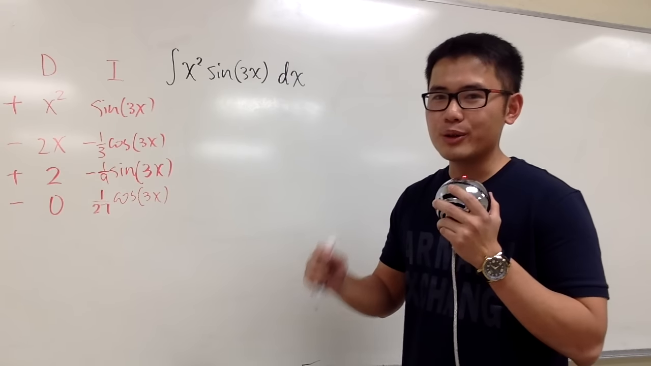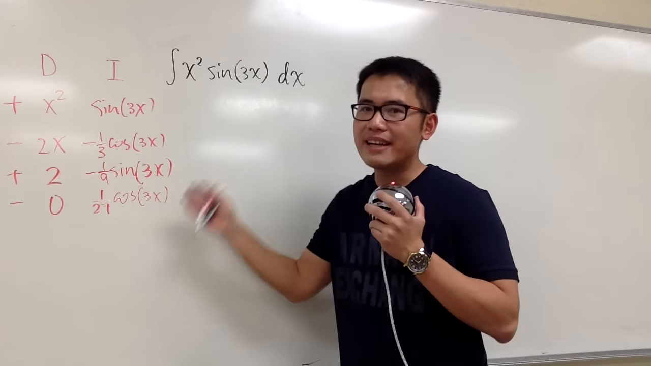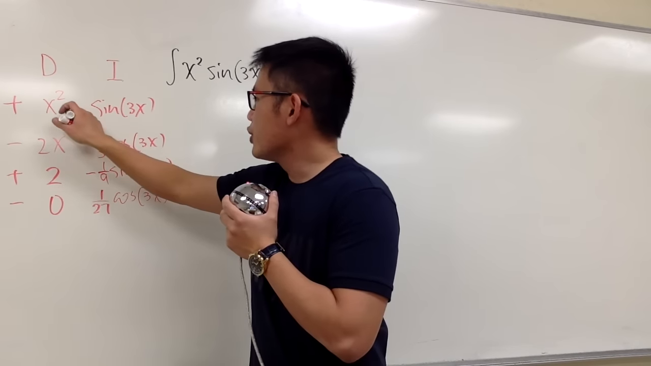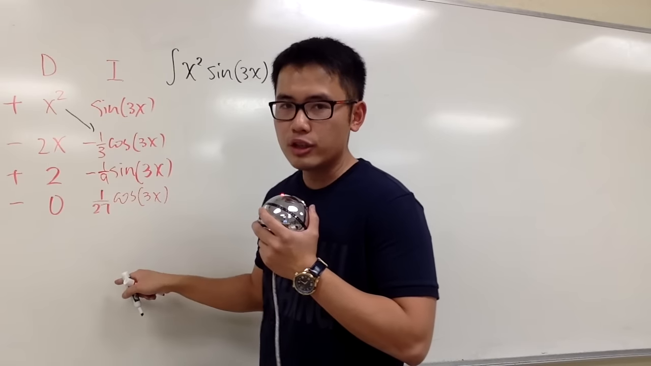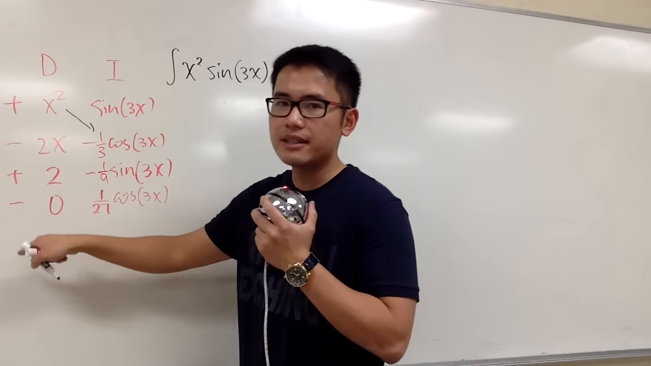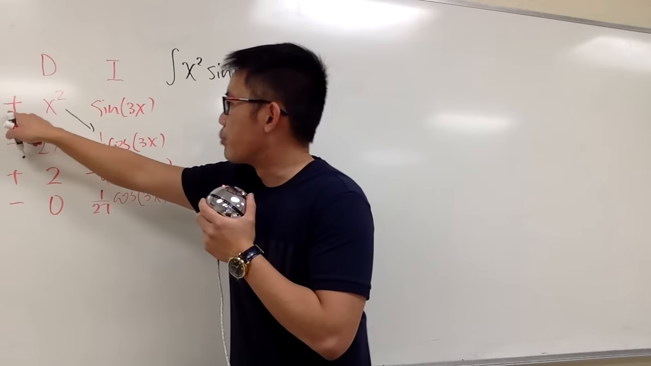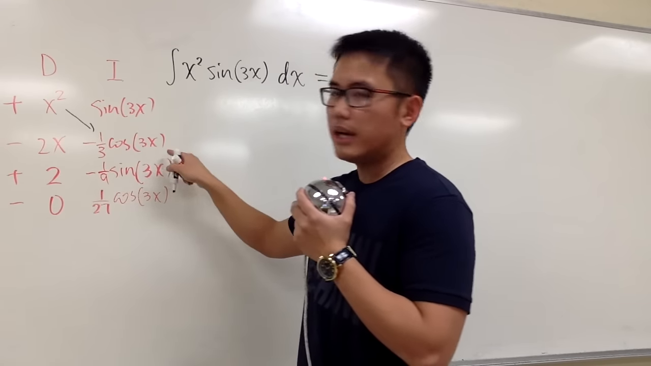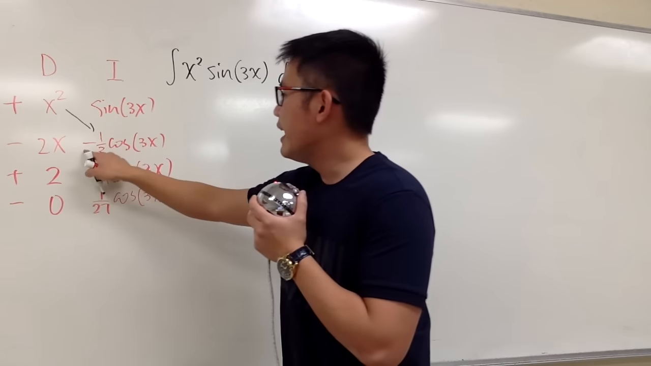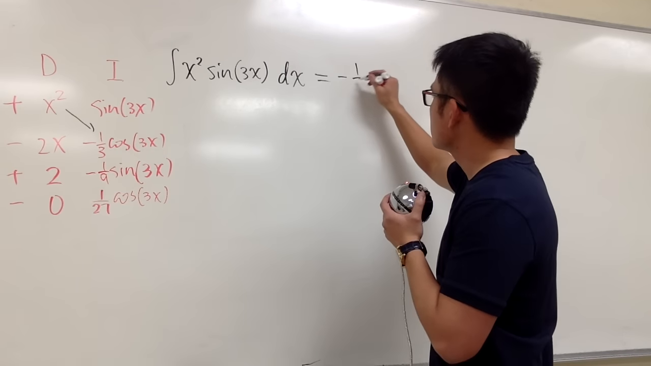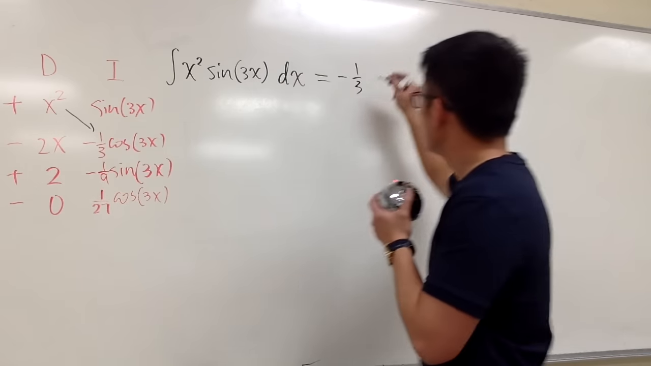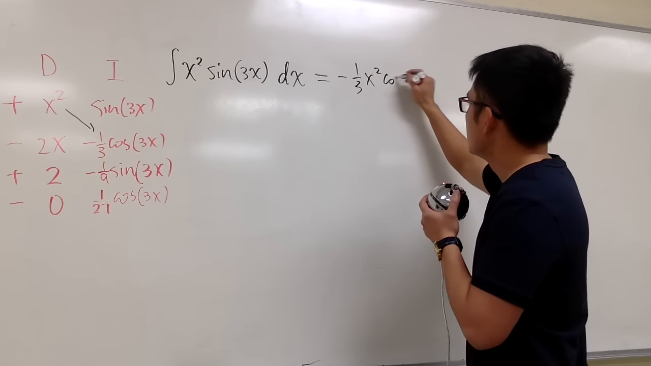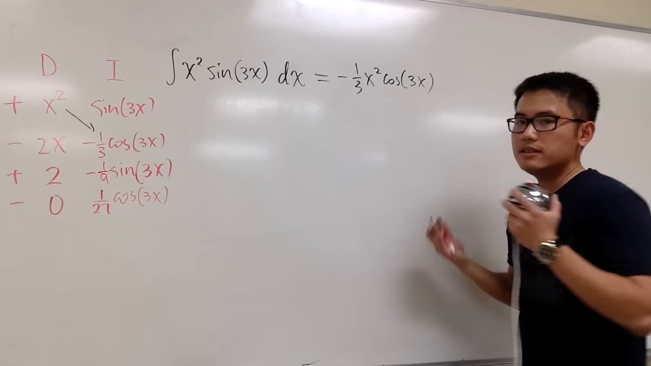And this is how we are going to read the answer from the DI table. We have the answer already. The answer is just going to be the product of the diagonals along with the sign on the side. First, we will have the product of positive x squared times negative 1/3 cosine 3x. Let me write it down as negative 1/3 x squared times cosine of 3x. And this is the first part of the answer already.